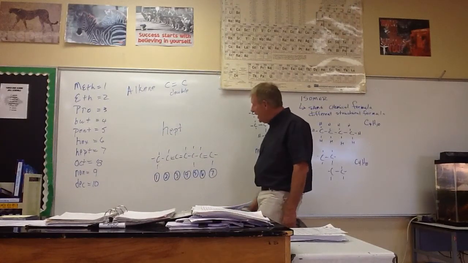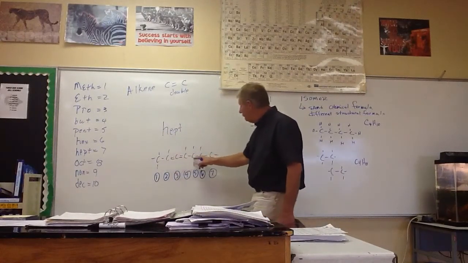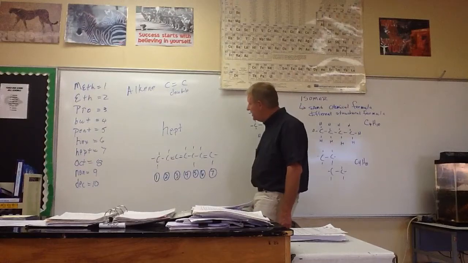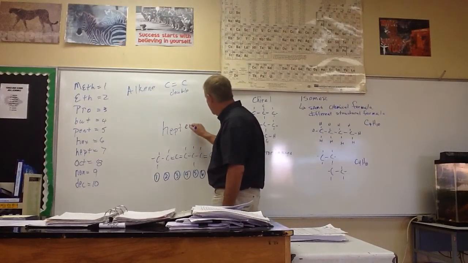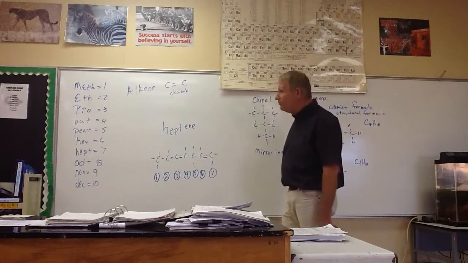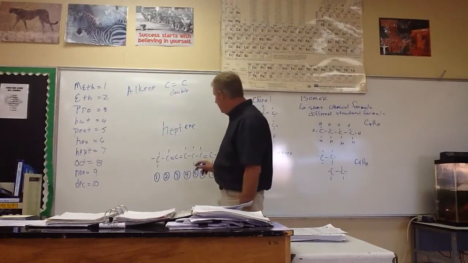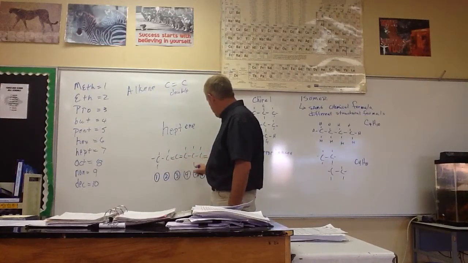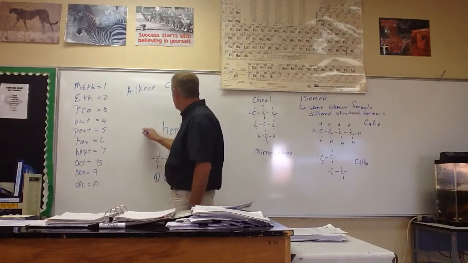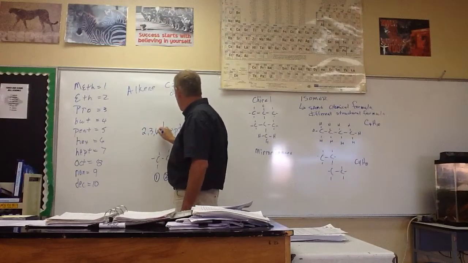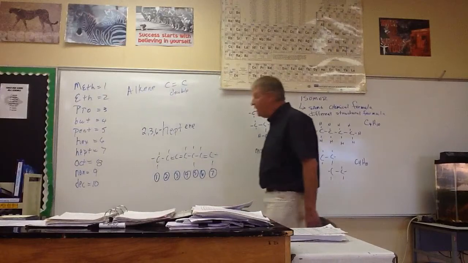What does hept mean? Hept means 7. Now, are there single bonds? Yes. But are there double bonds? Yes. So we get ene: heptene. Now, I have to tell you where the double bonds are. The double bonds come after which carbons? 2, 3, and 6. So this is 2,3,6-heptene.